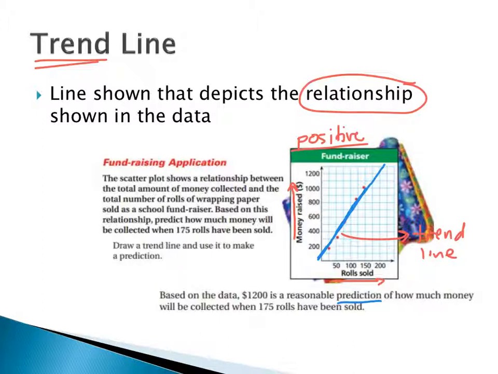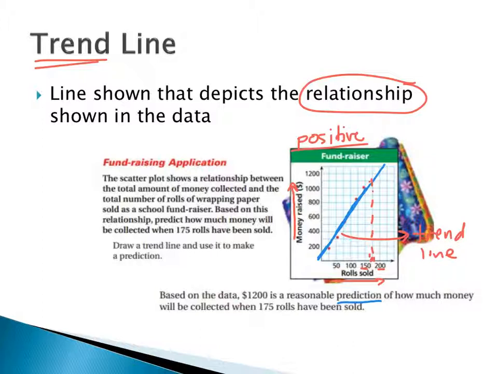Okay, so let's take a look. How am I going to figure this out? Well, 750 rolls. If this is 150 and that's 200, 750 would be about right here. Did I say 750? I meant 175. I think I kept saying 750, but I meant 175. 175 is halfway between 150 and 200. So if I trace 175 all the way up, I see that it hits my approximate trend line about right there.